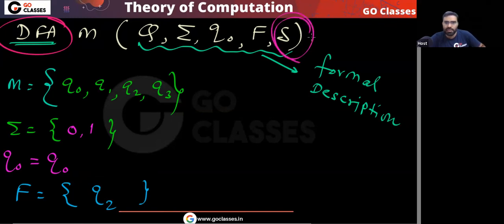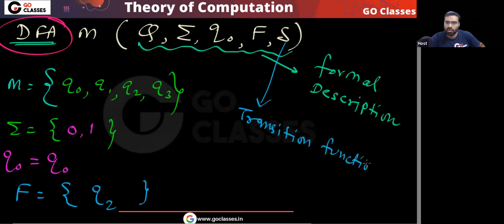Now, finally, we need to tell what is the transition function. Let's describe the transition function also. Tell me, in a DFA, what is the definition of the transition function? What is the input of the transition function? The input is you are in some state and you read some symbol, and the output is you go to some state.